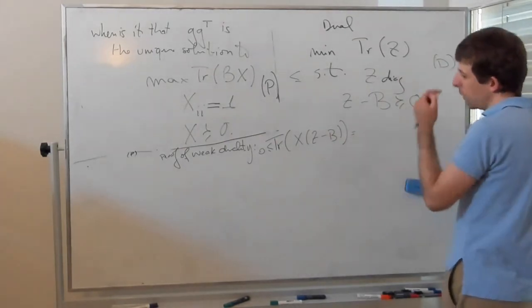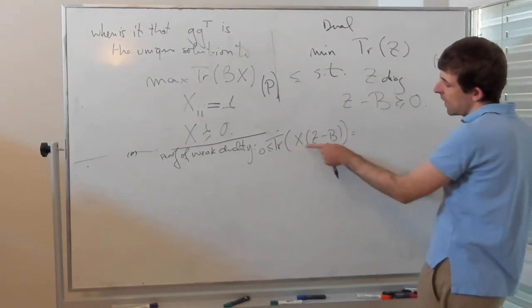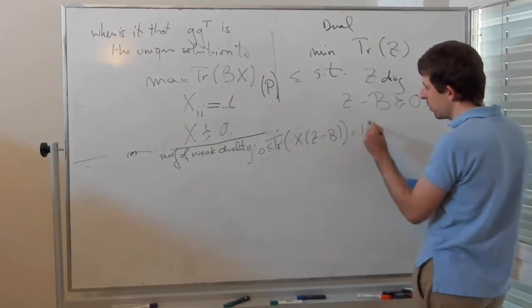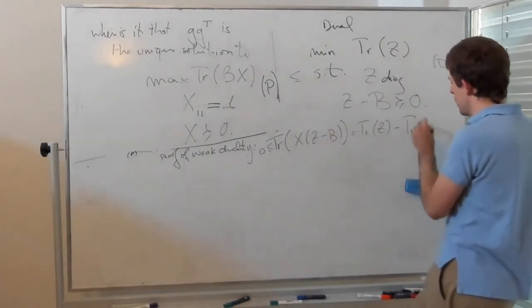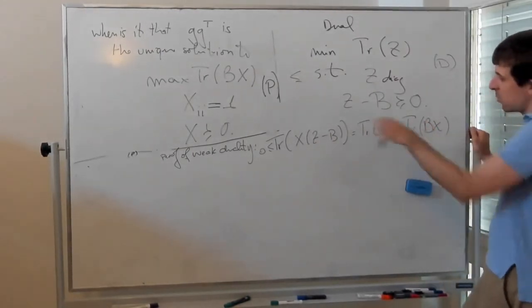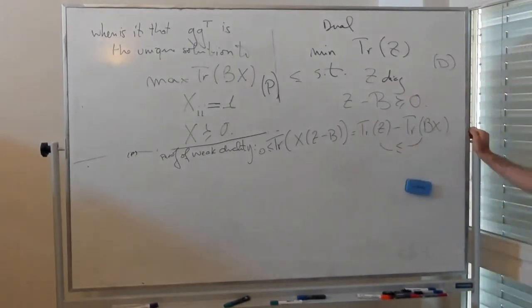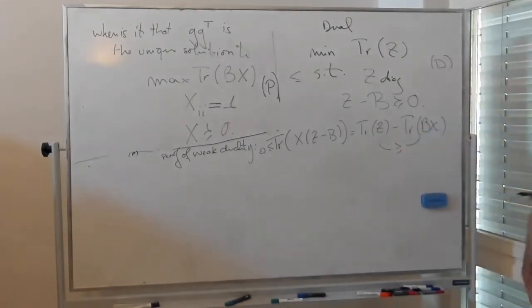And now if we work this out, what do we get? Well, we get trace of X times Z, but since Z is diagonal, it only picks up the diagonal terms. X has only one in the diagonal, so this is just trace of Z, minus trace of XB. Trace of BX, right, it's the same. Since this is bigger than 0, it shows that this is bigger than that, and, oh, the other way around, sorry, that this is bigger than that, and it shows what we want.